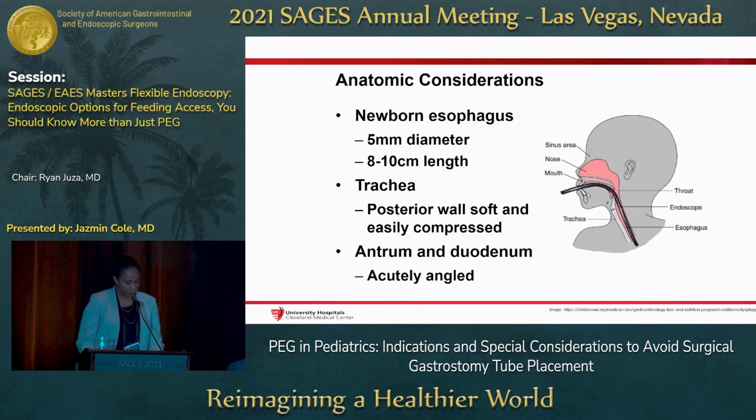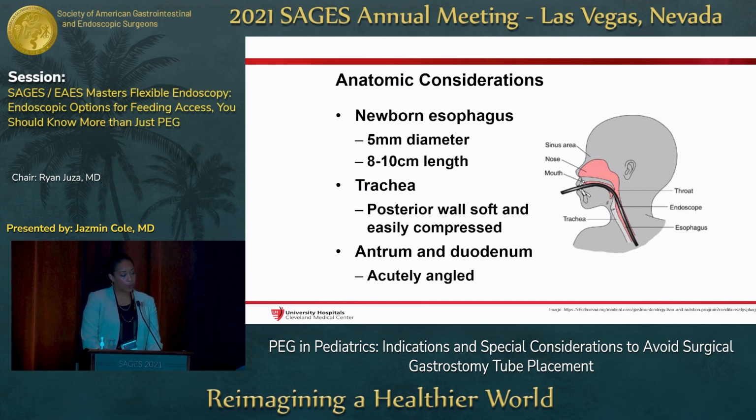Dr. Drex already discussed the techniques for PEG placement, and these are fairly identical in pediatric patients, but children, especially infants, have a few important anatomic differences that change how we approach PEG placement and endoscopy in general compared to adults. And so the newborn esophagus is obviously smaller than in adults, approximately 5 millimeters in diameter and 8 to 10 centimeters long. The posterior wall of the trachea is also much softer than in adults, and so it's more easily compressed during upper endoscopy, even with an endotracheal tube in place.